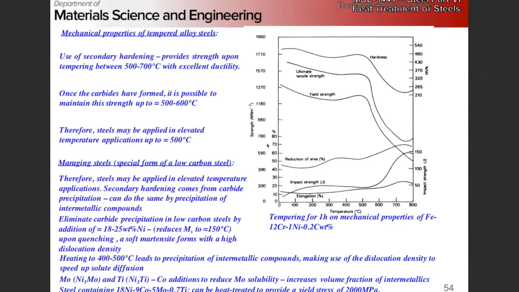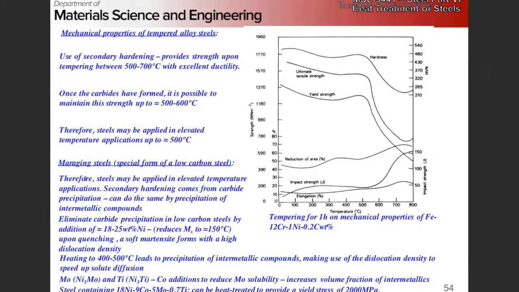All right. This is again kind of a secondary hardening, right? If we can utilize secondary hardening properly, we can get very good ductility, right? At tempering between 500 and 700. And if we can form the stable carbides, we're good, right?